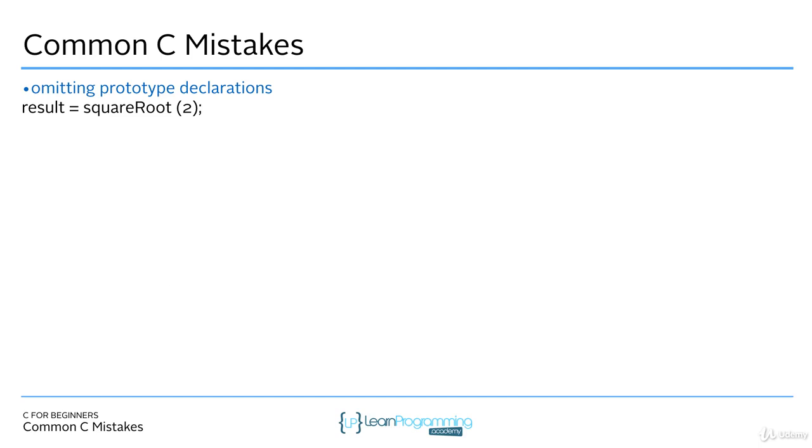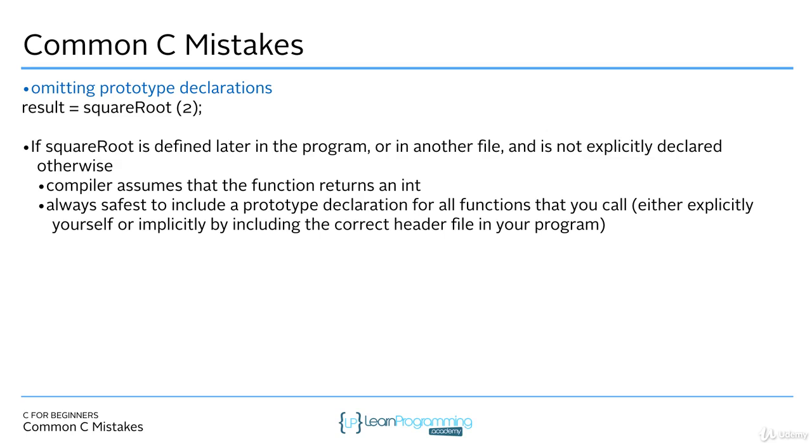Omitting prototype declarations. I mentioned that it's really important to always declare your functions at the top of the file before you use them. However, this doesn't always happen, and it's a very common mistake. And usually what will happen is you'll get an implicit declaration error in the compiler. In this example, if you have square root defined later in the program than where you're invoking it, or in another file, and you didn't explicitly declare it, you're going to have some warnings.